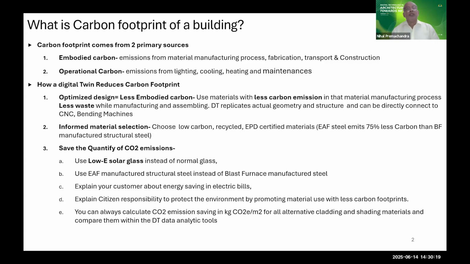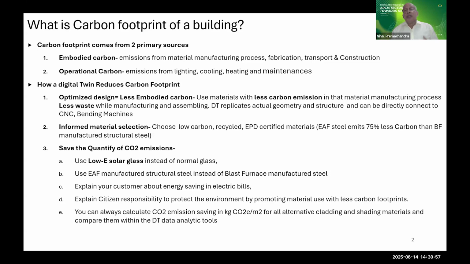How does a digital twin reduce the carbon footprint? You have a facility in the digital twin to optimize your design. You try to use less embodied carbon materials, materials with less carbon emission in them. And of course, you can connect the digital twin directly to the CNC machines and bending machines. Do your cutting and bending exactly, reducing the waste. Reducing waste means you are reducing the carbon emission.